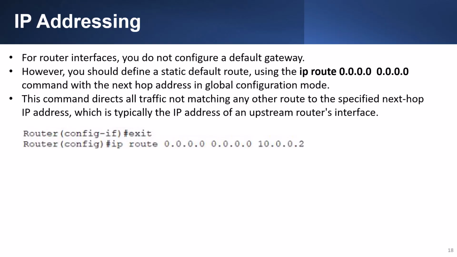However, you should define a static default route using the IP route 0.0.0.0 0.0.0.0 command with the next hop address in global configuration mode. This command directs all traffic not matching any other route to the specified next hop IP address, which is typically the IP address of an upstream router's interface.